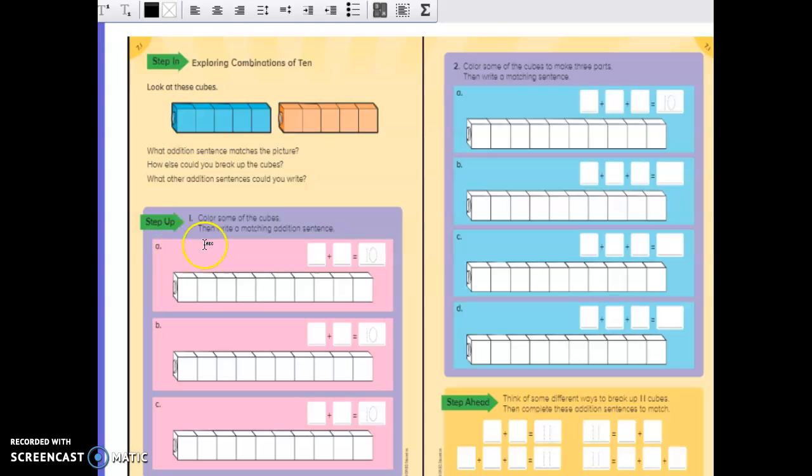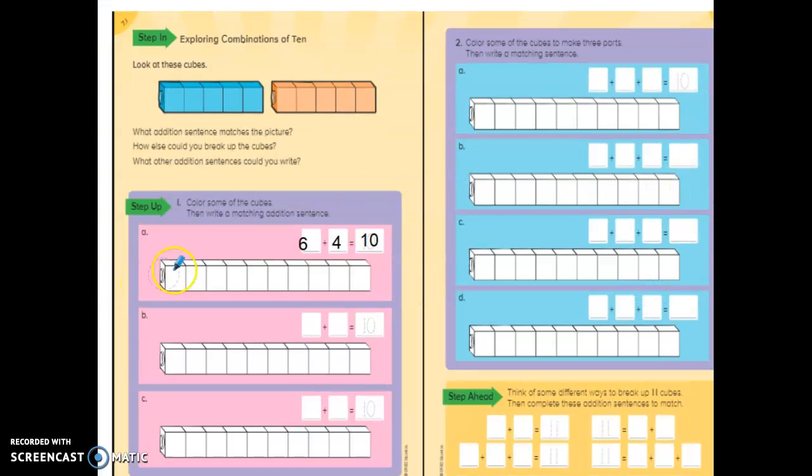Okay. So A says color some of the cubes and write a matching addition sentence. Now this is giving you a lot of different options on how you would color it. But remember we did our counters game and we rolled it, and some of them were red and some were yellow. So it's the same thing here. So we're going to do different combinations. So we did 5 plus 5. So another one we could do would be 6 plus 4. So 6 plus 4 would also equal 10. I recommend using your 10 rainbow. This will help you. Okay, so now I'm going to color 6 one color.